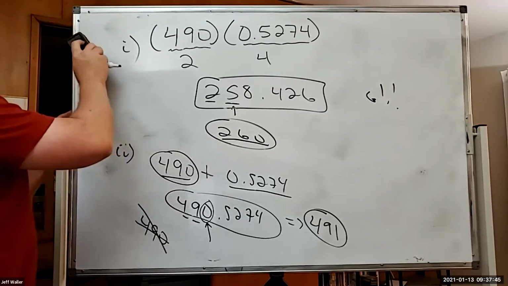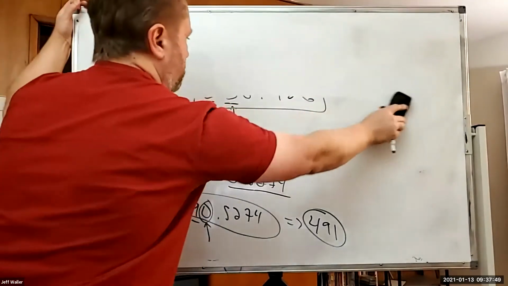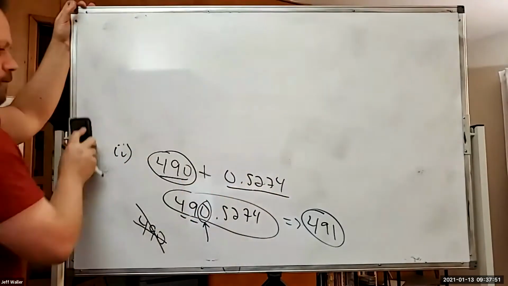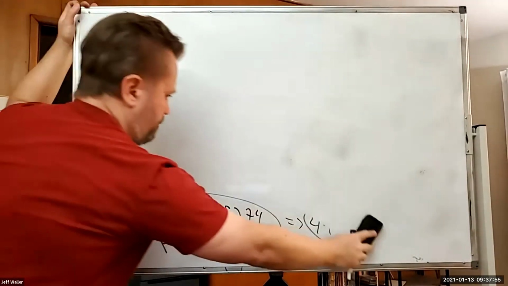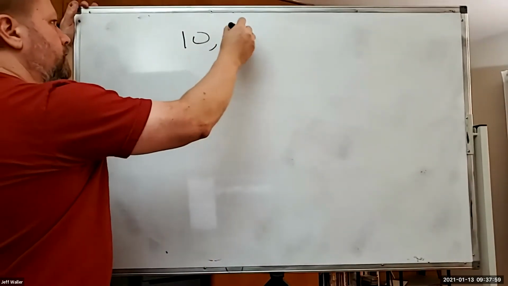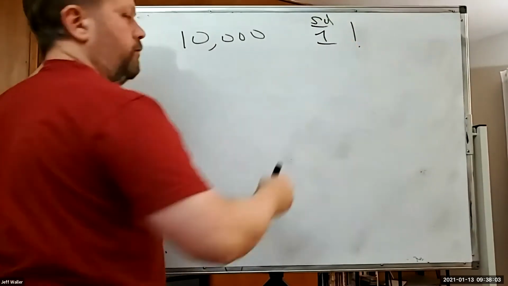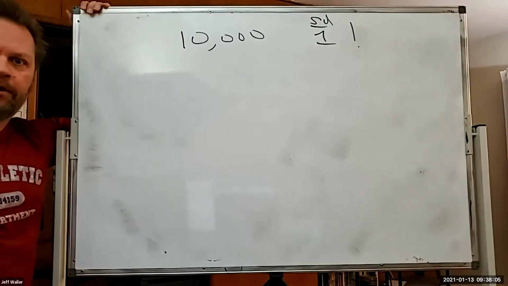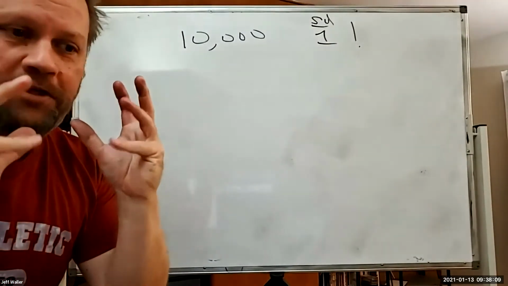All right. One last thing I want to say about significant digits, and then we're going to move on. What if, remember that 10,000? Doesn't this officially have one sig dig? Poor little dude. What if you measured the shit out of something?